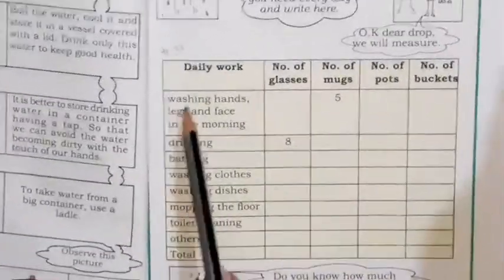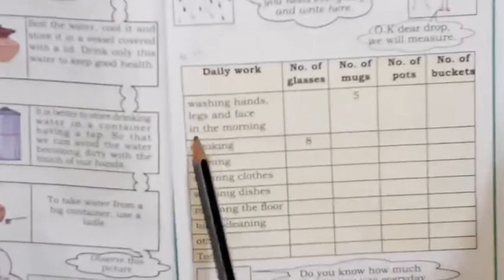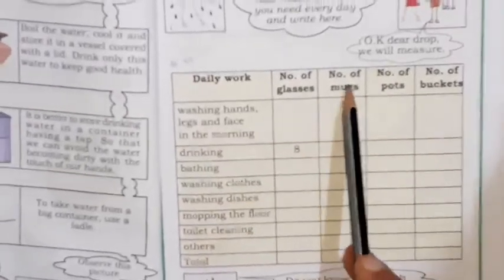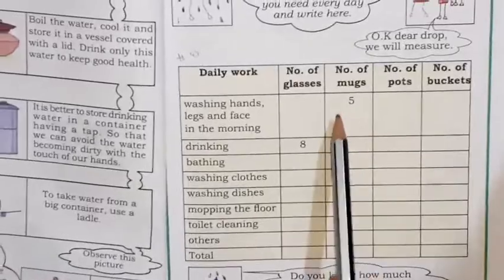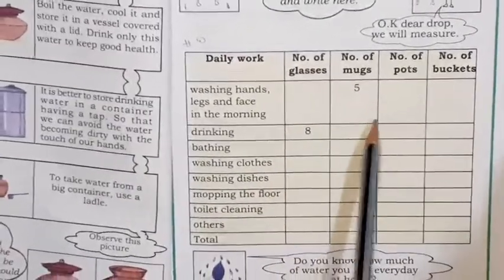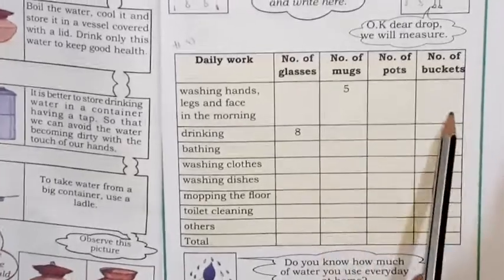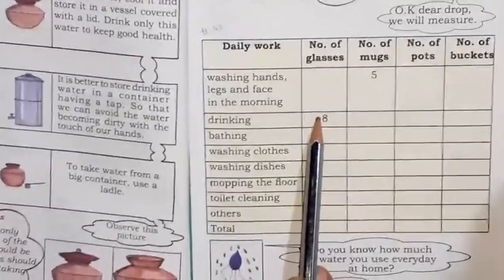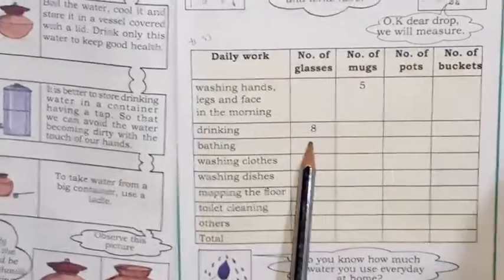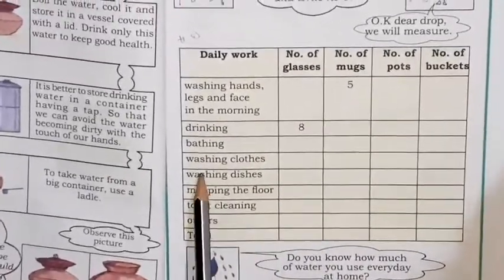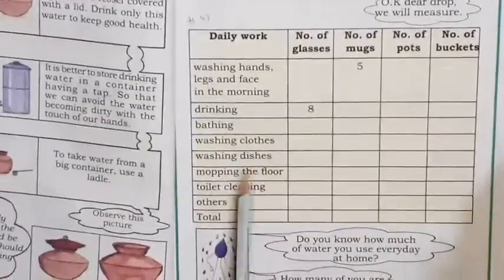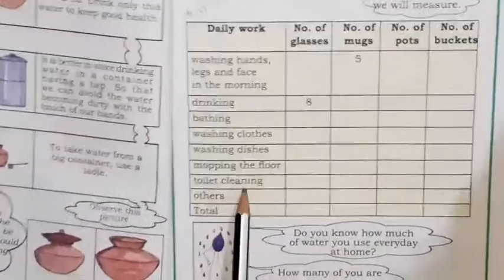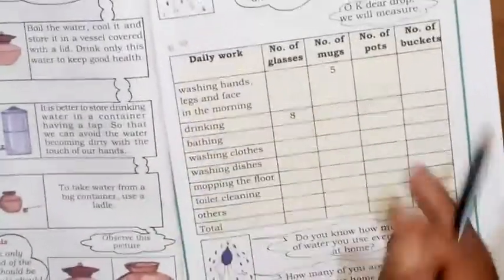So, children, for washing hands, legs and face in the morning, in what do you all use water? How many mugs do you all use? Children, count it and write it in these boxes. Next, for drinking, how many glasses of water do you drink daily? Just measure it and write it here. For bathing also, children, do the same thing. For washing clothes, washing dishes, mopping the floor, toilet cleaning, and other uses, then do the total, children. This is for homework. You all should do it, children.